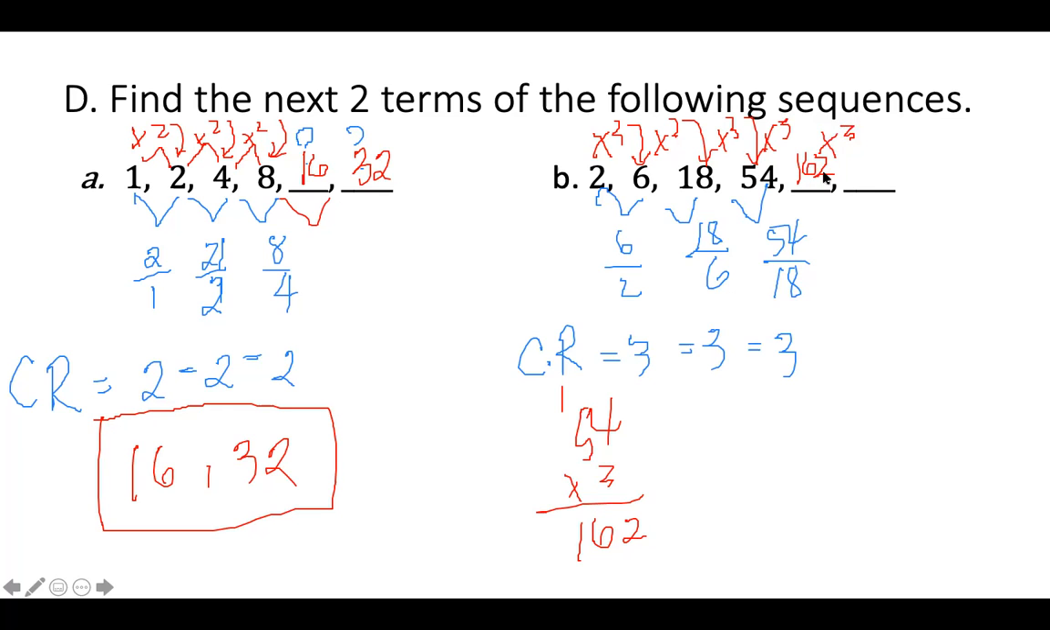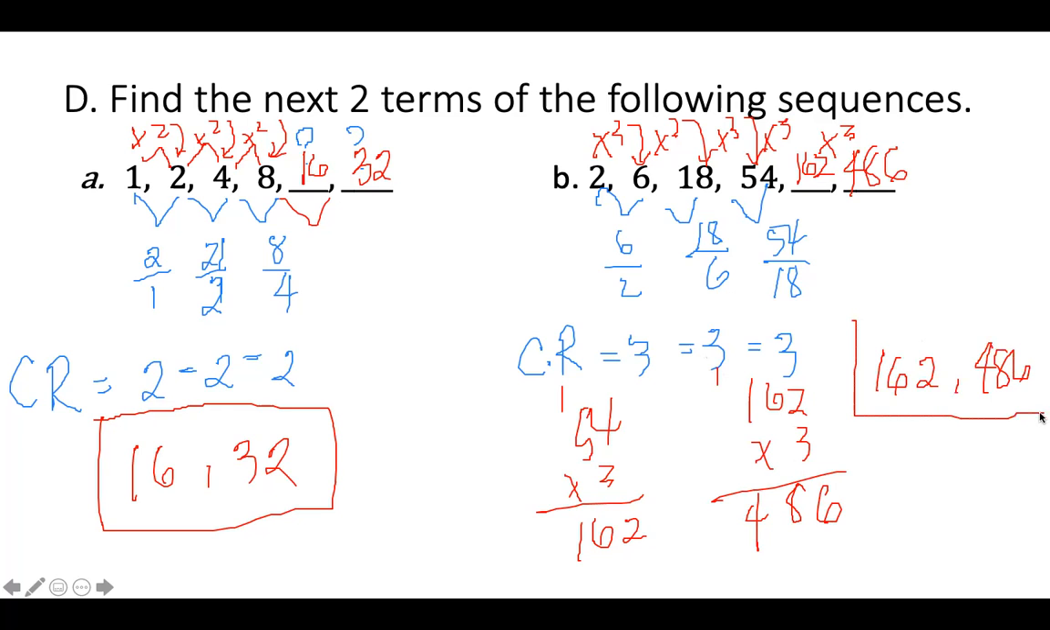And when we multiply it by 3, it becomes 6. 3 times 2 is 6. 3 times 6 is 18. Carry 1, that's 4. And let's check. 162 times 3. 3 times 2 is 6. 3 times 6 is 18. Carry 1. 3 times 1 is 3, plus 1 is 4. Therefore, our next terms are 162 and 486. So these are the missing terms in the given sequence. Okay?